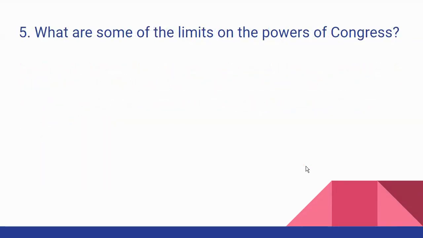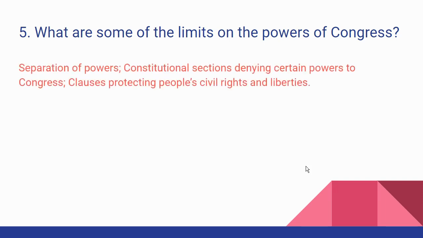Next question, what are some limits on the powers of Congress? Separation of powers. So remember, powers are divided between the branches of government. So they don't have all power or all authority, and that's a limit on their power. You have the executive and the judicial branch, which have powers as well. Then there are constitutional sections that deny certain powers to Congress. Okay. And then you have clauses in the Constitution, particularly in the Bill of Rights and other amendments, that protect civil rights and liberties like the freedom of speech, freedom of religion, right to keep and bear arms. The Fourth Amendment, no unreasonable search or seizure or illegal search or seizure, things like that.